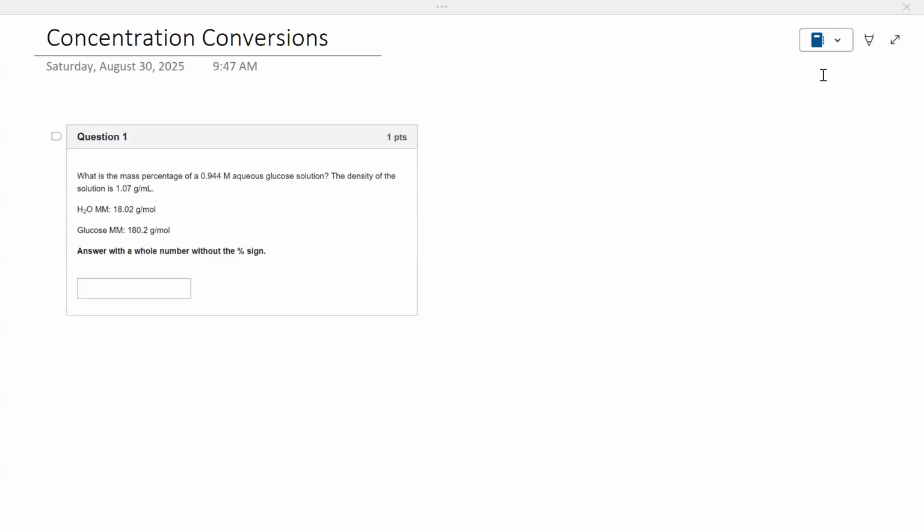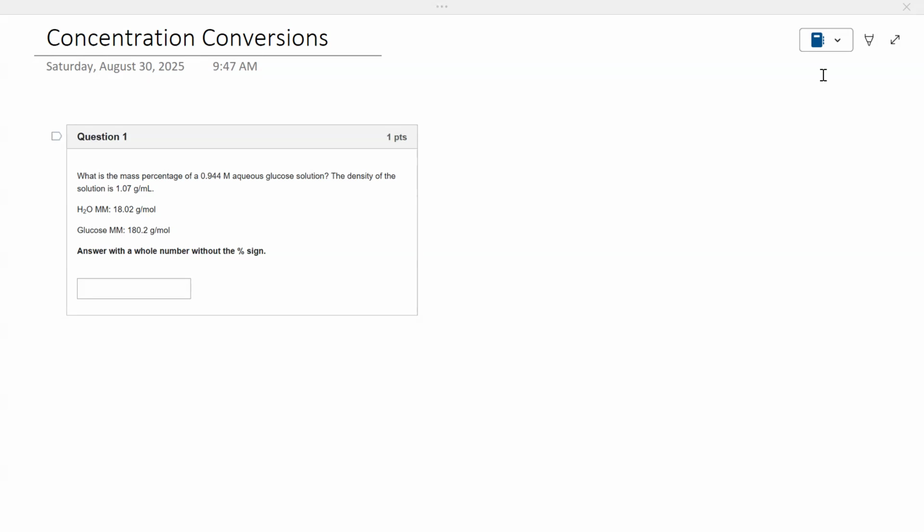Great. We're going to work through an exam style question where you're asked to convert between two different units of concentration. So this question is asking, what's the mass percentage of a 0.944 molar, so remember that capital M is for molarity, aqueous glucose solution. So we're expected to find the mass percentage of glucose in this water solution. And we're given the density as well as the molar masses of water and glucose.